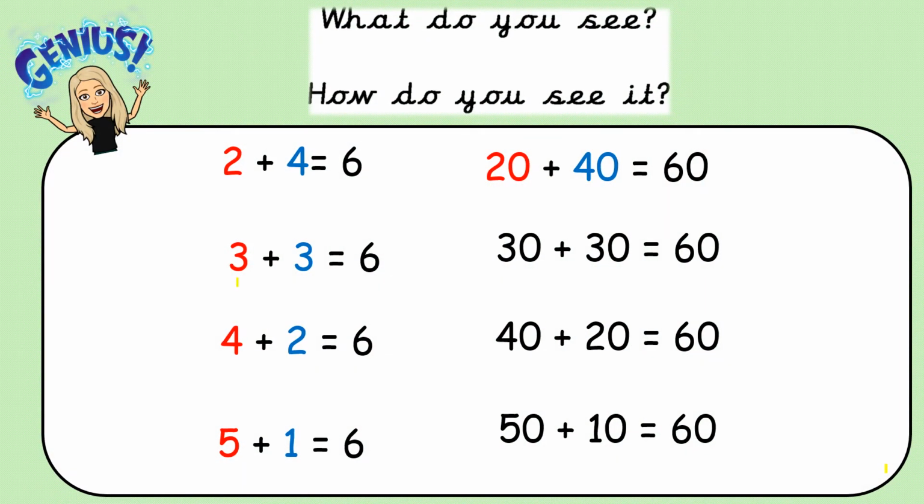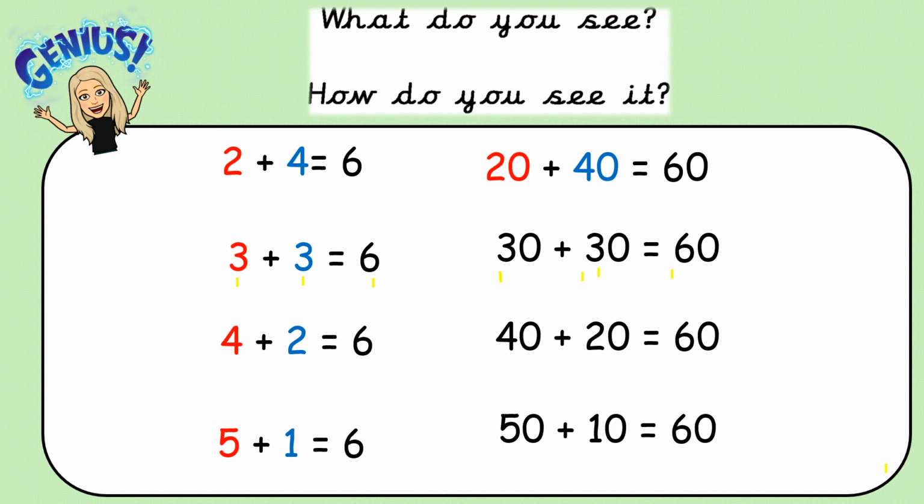Okay, so we know that 3 and 3 is equal to 6. Let's have a look at this number sentence. What's the same and what's different? Well, what's the same is there's the number 3, and the number 6. But in this number sentence, the 3 is not in the ones house, it's in the tens house. Very good. So it's 3 groups of 10. So instead of 3, it's 30. 30 is equal to 60.